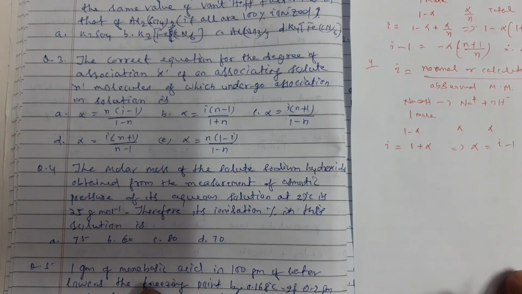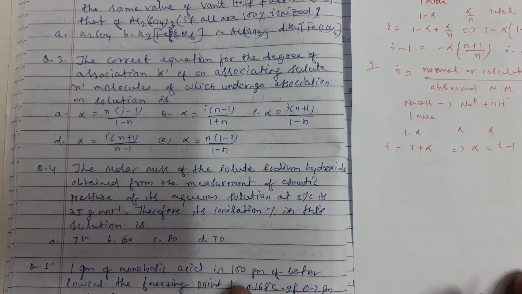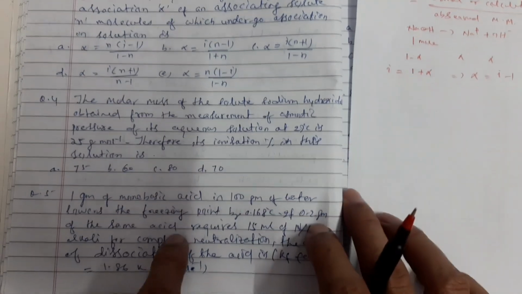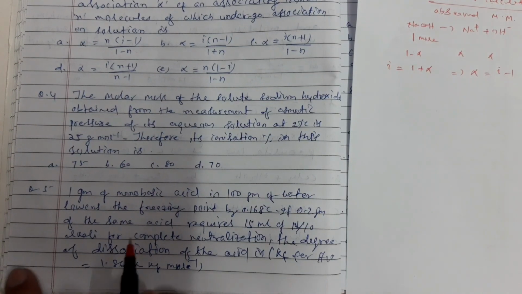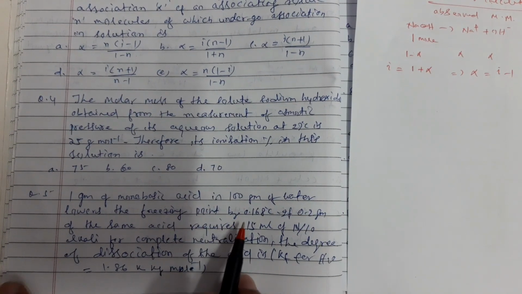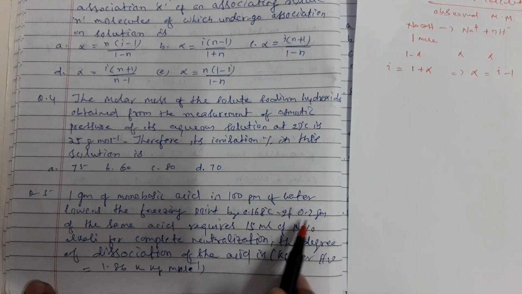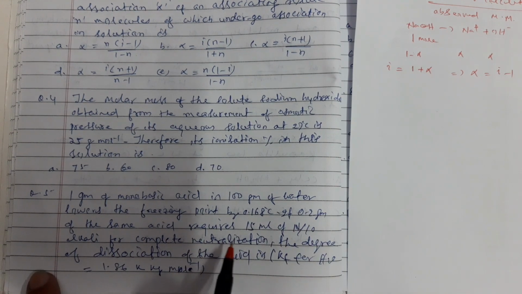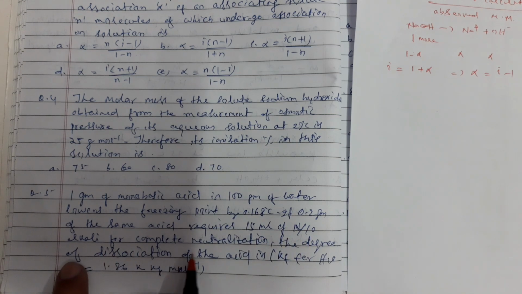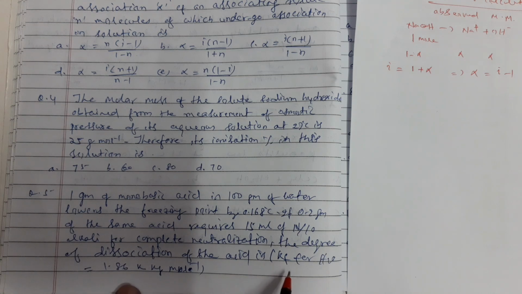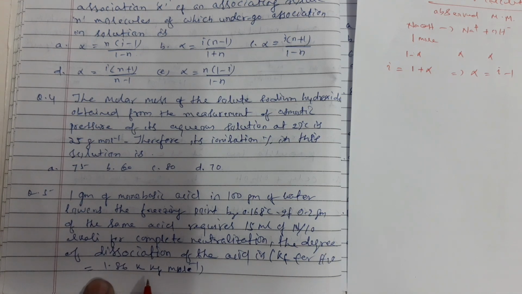Next, 1 gram of monobasic acid in 100 gram of water lowers the freezing point by 0.168 degrees centigrade. If 0.2 gram of the same acid requires 15 ml of N by 10 alkali for complete neutralization, the degree of dissociation of the acid is how much? Kf is given as 1.86 Kelvin kg mole inverse.